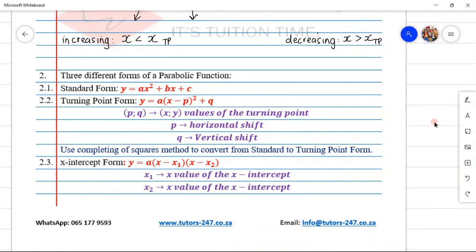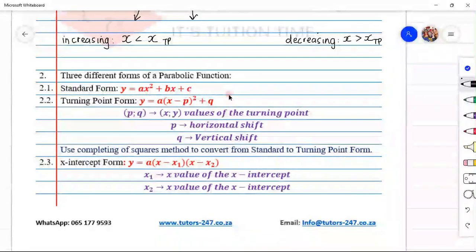Now, there's 2 other forms that can be present, which is our turning point form, which is represented by y equals (x minus p) all squared plus q, where p and q represent the x and y values of your turning point. Now, p also represents the horizontal shift, and q represents the vertical shift. So to go from our standard form to our turning point form, we can complete squares.